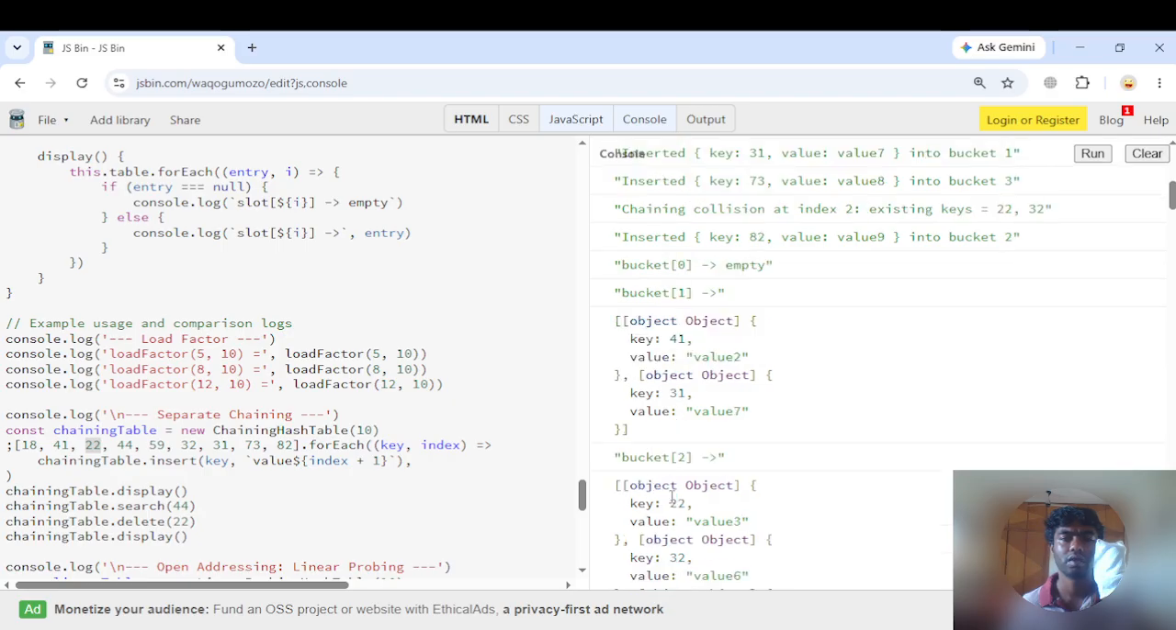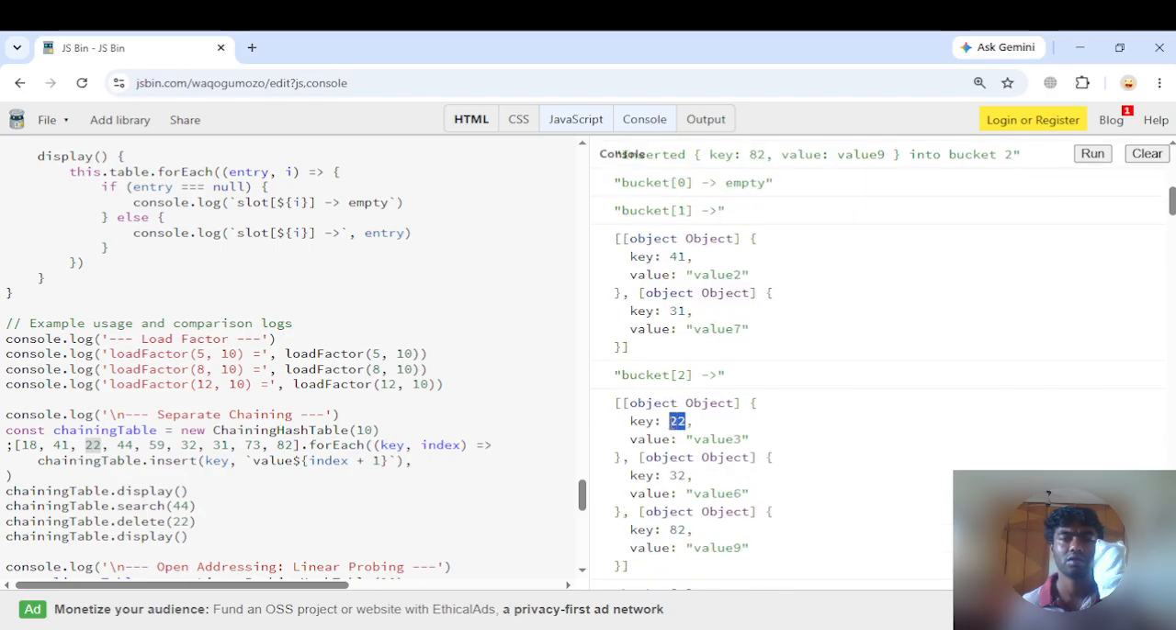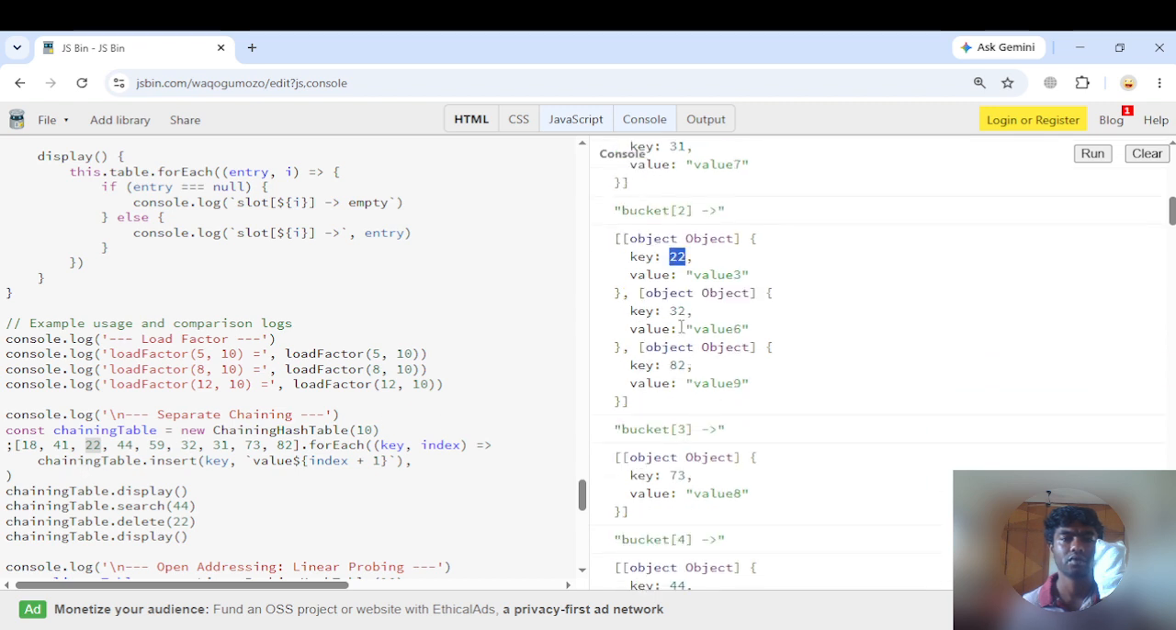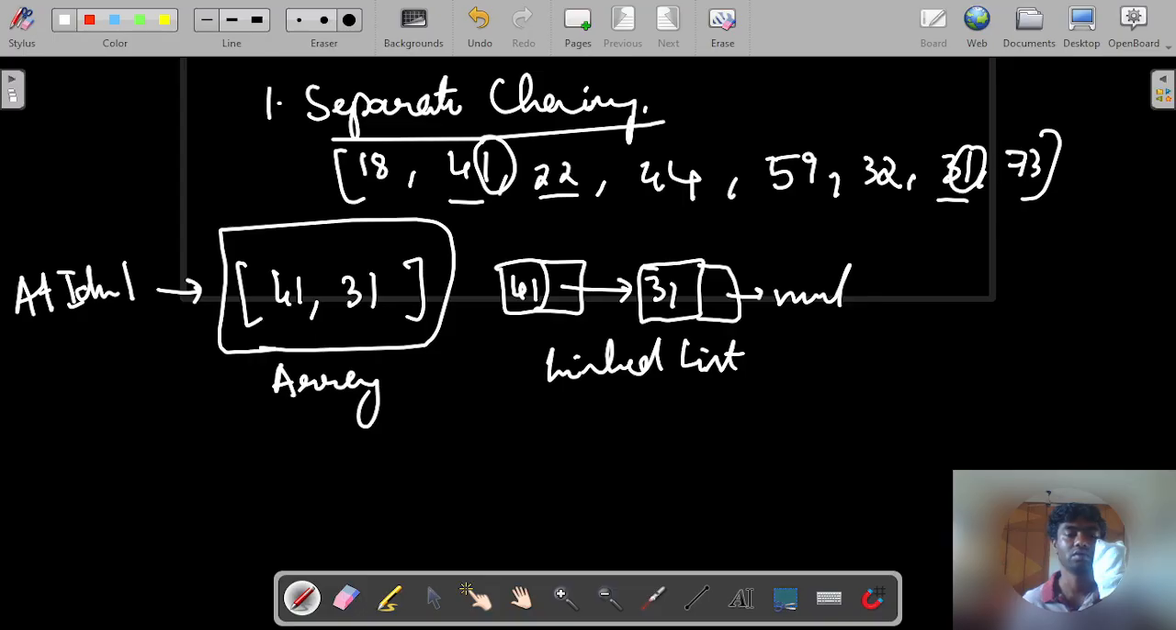bucket 2 will have two items, key of 22, value of 3, and similarly 32, value of 6 at this value, right? 0, 1, 2, 3, 4, 5, 6. And also 82 here. So that's the whole idea of separate chaining. Okay, so let's switch to the drawing board and let's understand the other open addressing techniques that we have.